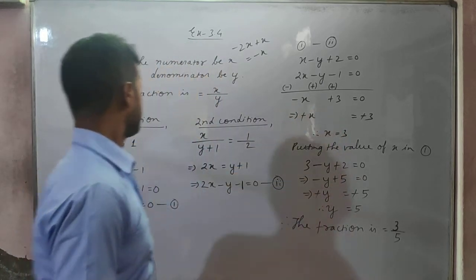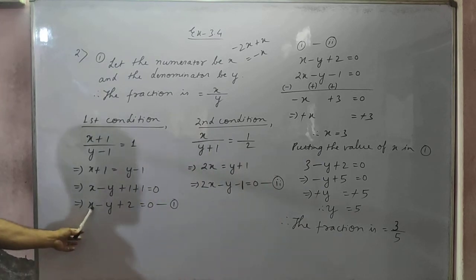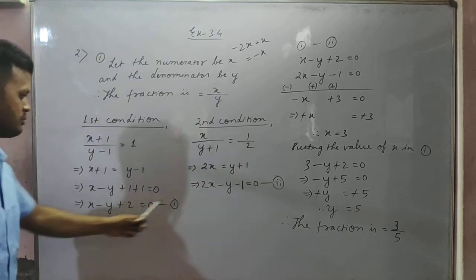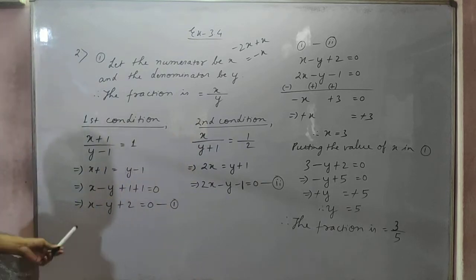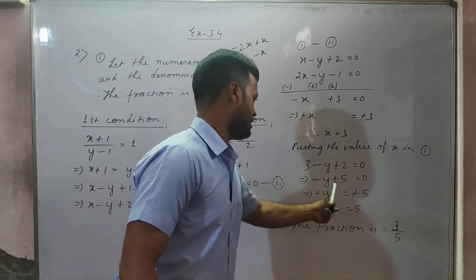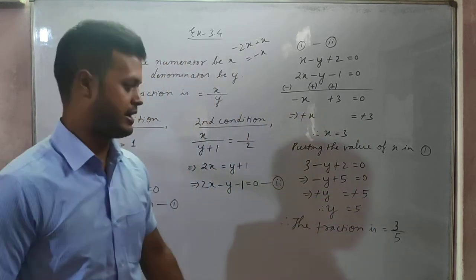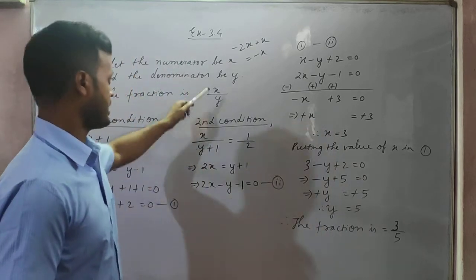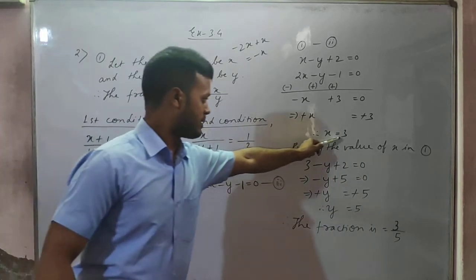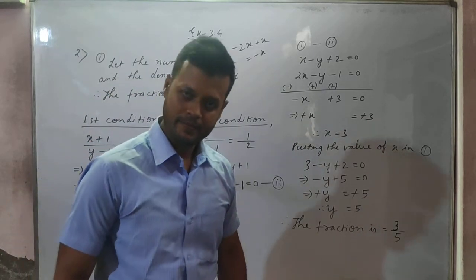Now the value of x you just put in equation 1. You can put in 2 also, same answer will come out, okay? So here x is there, in place of x you will write 3. 3 plus 2 is how much? 5. 5 you take to the right hand side will become minus 5. Minus minus cancel, y is equal to 5. Therefore the fraction is x by y, no? So what is the value of x? 3. And what is the value of y? 5. Okay?